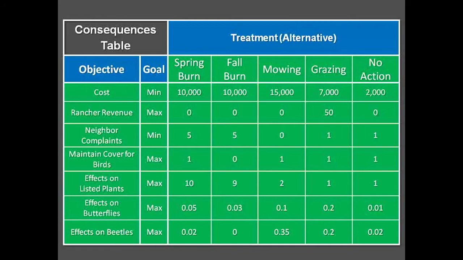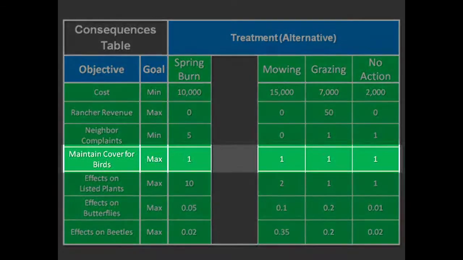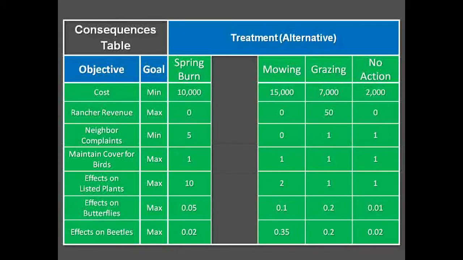So if spring burn is a possibility, doing a fall burn would never be sensible because you'll always do at least as well or better by doing a spring burn. So fall burn is dominated by spring burn, and we can eliminate fall burn from consideration. So that's a dominated alternative. Now once we've done that, we might also notice that maintain cover for birds as an objective becomes irrelevant. All of the remaining alternatives perform exactly the same on maintain cover for birds. So we can eliminate that objective.